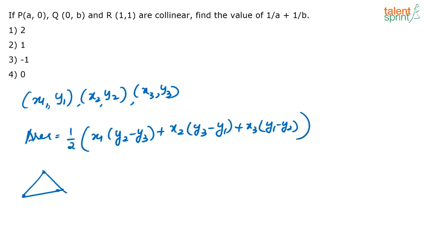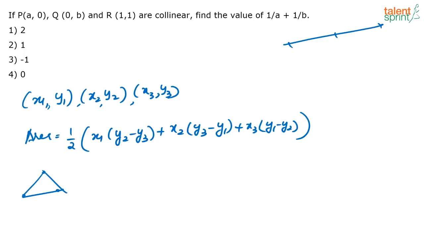Now in the question, what are they saying? They are saying that all the 3 points are collinear. Collinear means they are in one line. So in such a case, using these 3 points, I cannot make a triangle. Even if I try to form a triangle using these 3 points, the area of the triangle is going to be 0. So use this concept to solve this question.